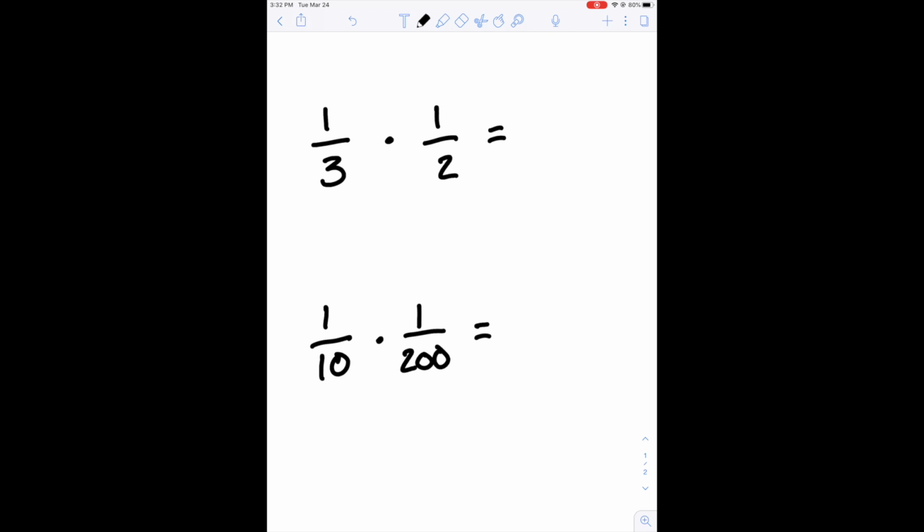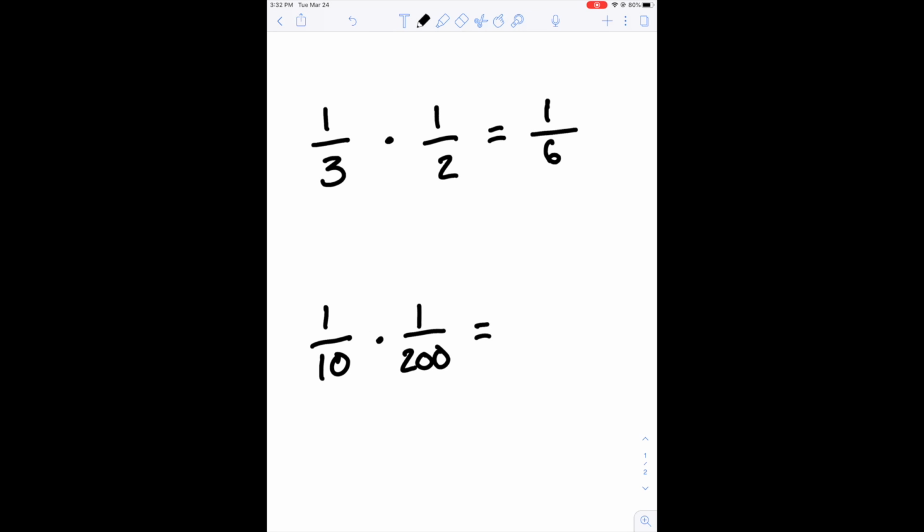Before we get started with this lesson, I wanted to talk about something that's very important to realize when we're talking about multiplying fractions. It's going to play a big role in this lesson. For right now, if I'm just multiplying these fractions together, for the first one, 1/3 times 1/2, you need to multiply straight across. So it'll be 1 times 1, that's 1, and 3 times 2, which is 6.